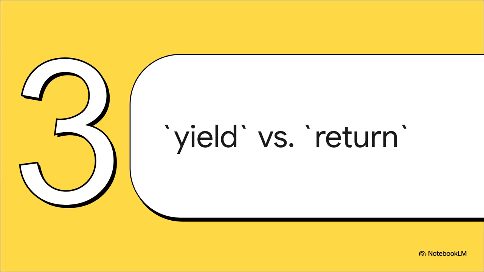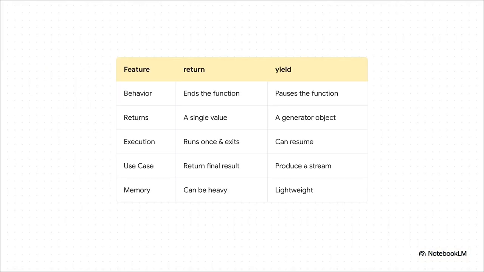This brings us to a really important comparison. Let's put yield in the ring with its more famous cousin, return, so we can see exactly how different they are. This table really makes it clear, doesn't it? A return is final. It's like a mic drop. It ends the function, period. But yield just hits the pause button. Return runs once, and it's out. Yield can be resumed over and over again. This makes return perfect for giving you a final answer. But yield is designed to produce a stream of values, which makes it incredibly lightweight on memory.